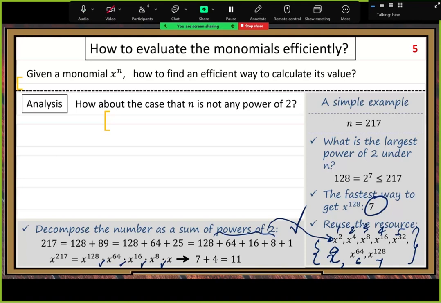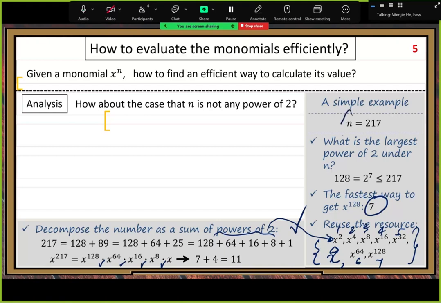After 7 multiplications, we have this pool of intermediate results. Each one is a monomial with exponent a power of 2. That's our preparation round. Another important view of the structure we are doing here is binary representation. Can some of you connect this to binary representation?